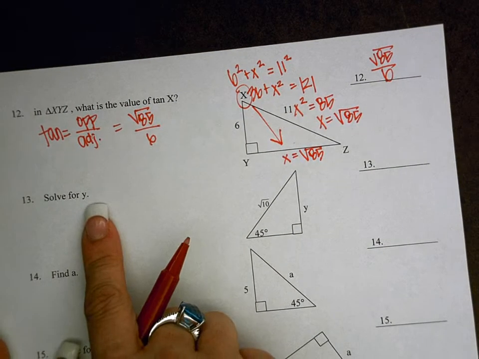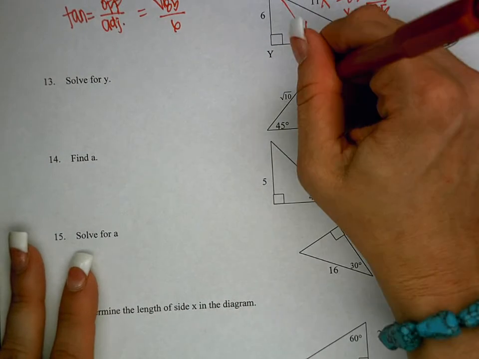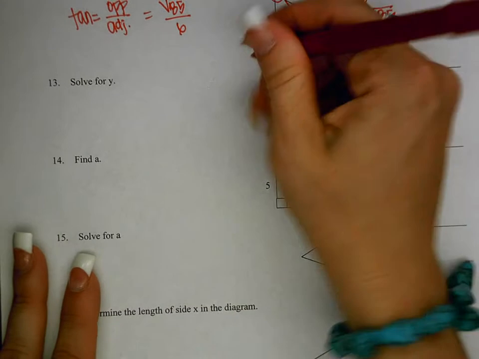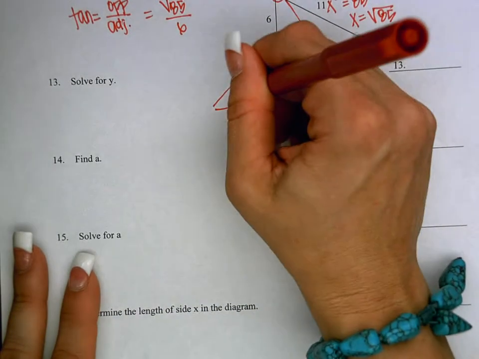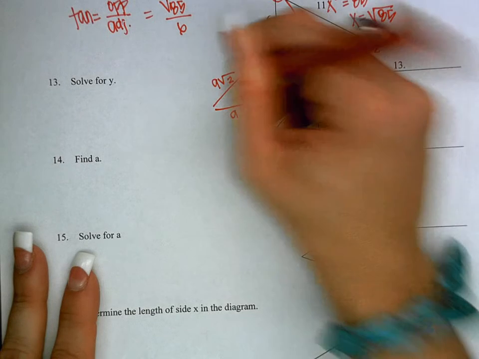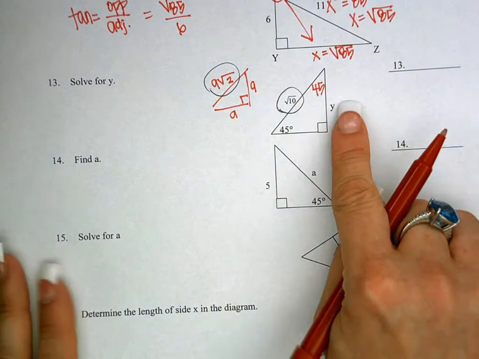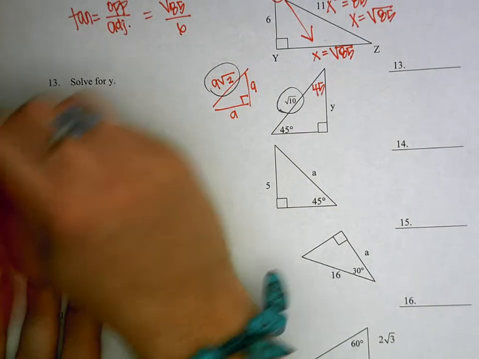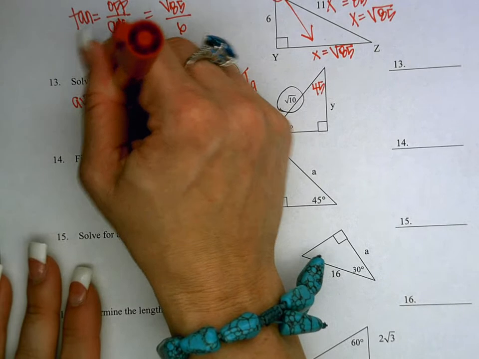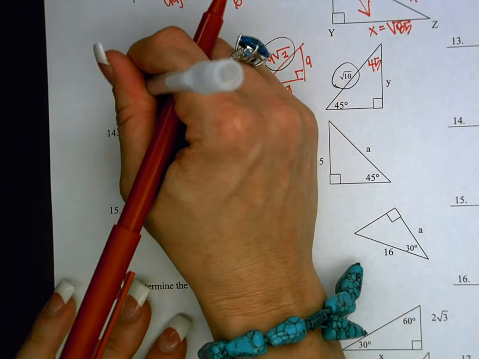Again, if we want to solve for Y, if you have a 45, this is obviously another 45, so 45, 45, 90. In a standard 45, 45, 90, we have A, A, and A root 2. So here, if we set A root 2 equal to root 10, you can solve for either of the A values. To get rid of that, you divide both sides by root 2.